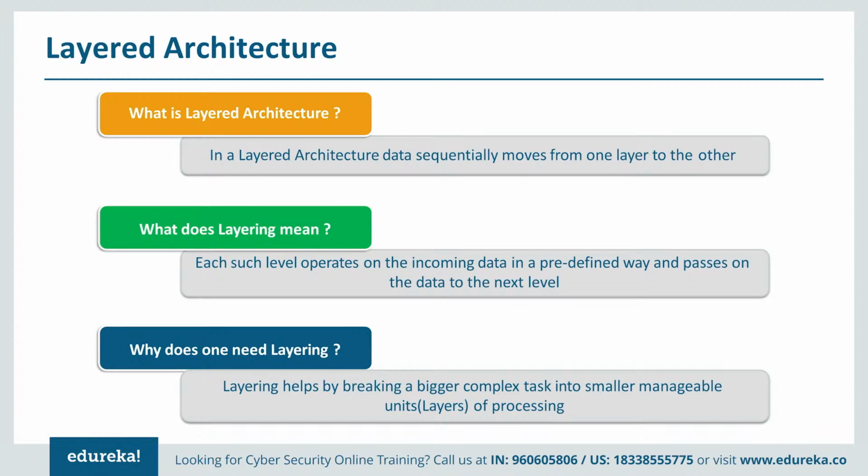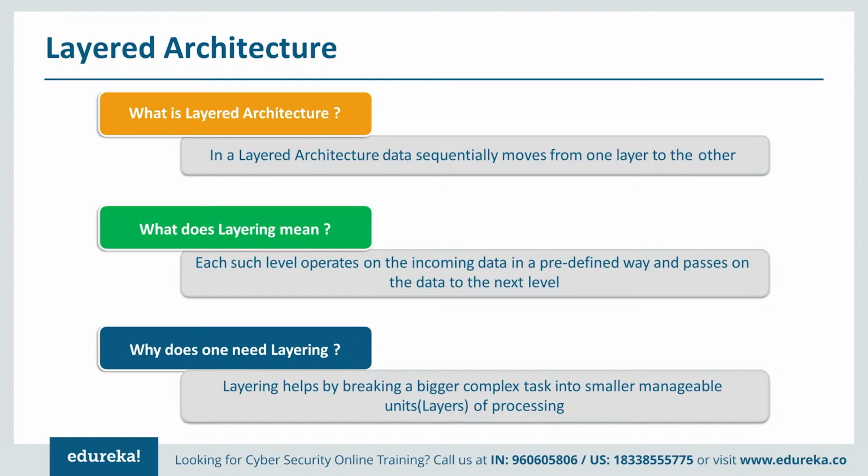And also by splitting the task into 7, each layer is specifically trained, tuned, and enhanced over the period, so the functionality of the particular task gets more efficient. And when combined, these 7 layers give good reliability and performance on the network. What is a layered architecture? In layered architecture, data sequentially moves from one layer to the other.